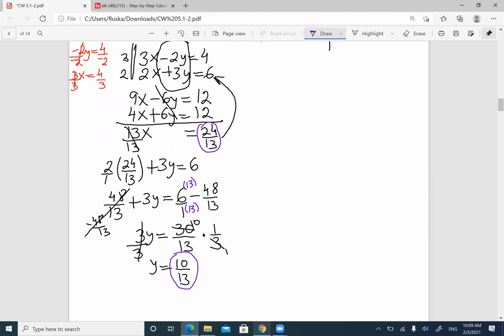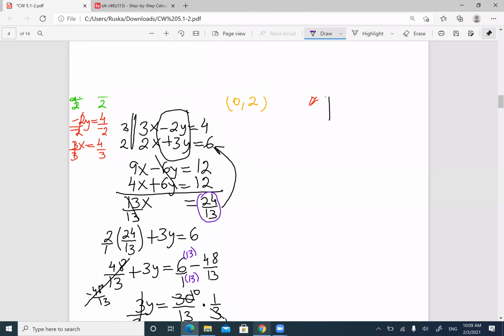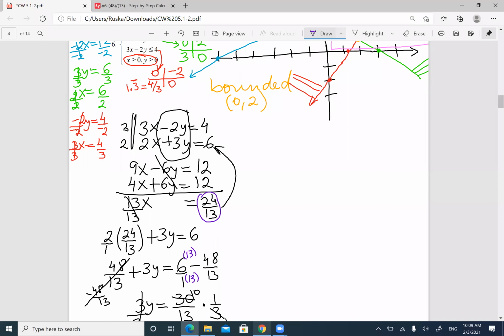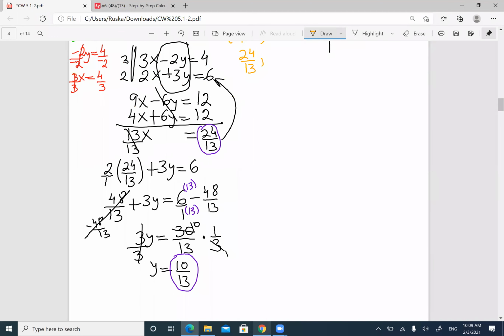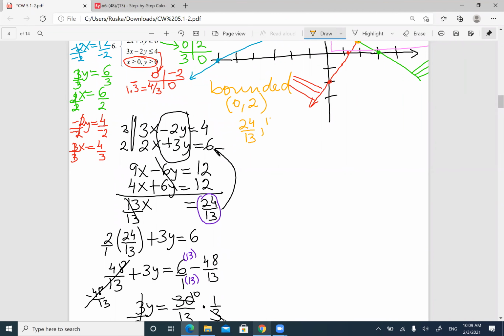I know it doesn't look pretty, but it is what it is, right? So I'm going to write it here next to the list of my corner points. The first one was 0, 2. The other one is going to be 24 over 13 is x, and the y was 10 over 13, right? And we're not done. We have one more to find.